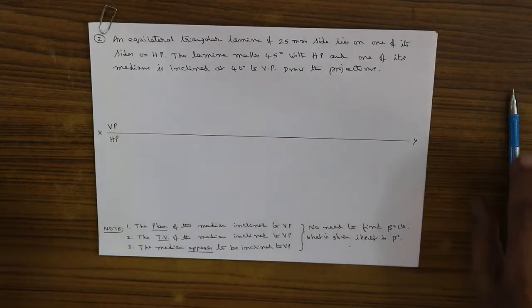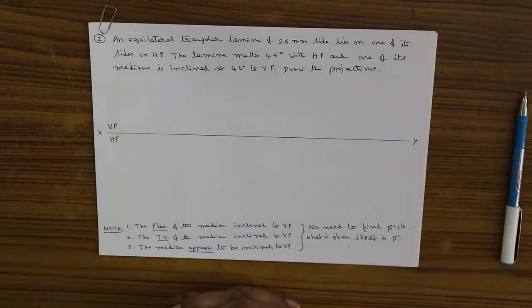We'll proceed with problem number 2. An equilateral triangular lamina of 25 mm side lies on one of its sides on HP. The lamina makes an angle of 45 degrees with HP, and one of its medians is inclined at 40 degrees to VP. Draw the projections.